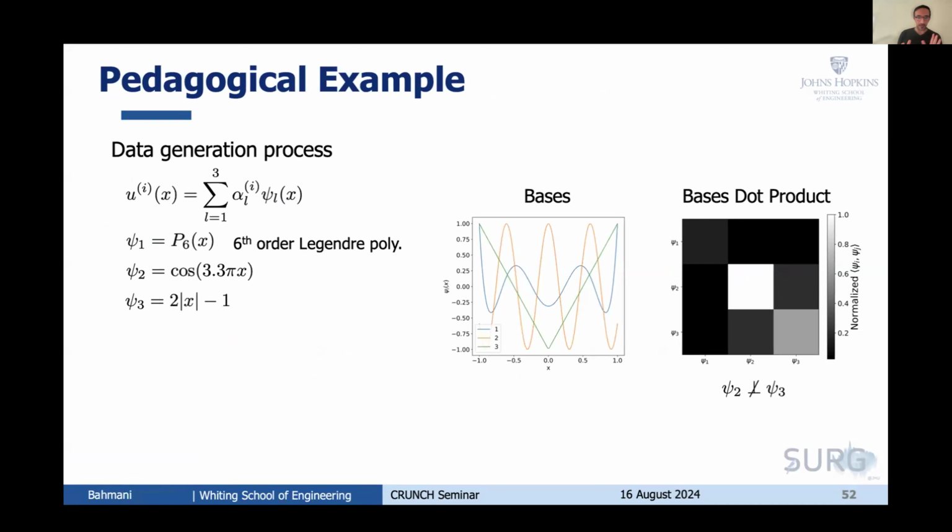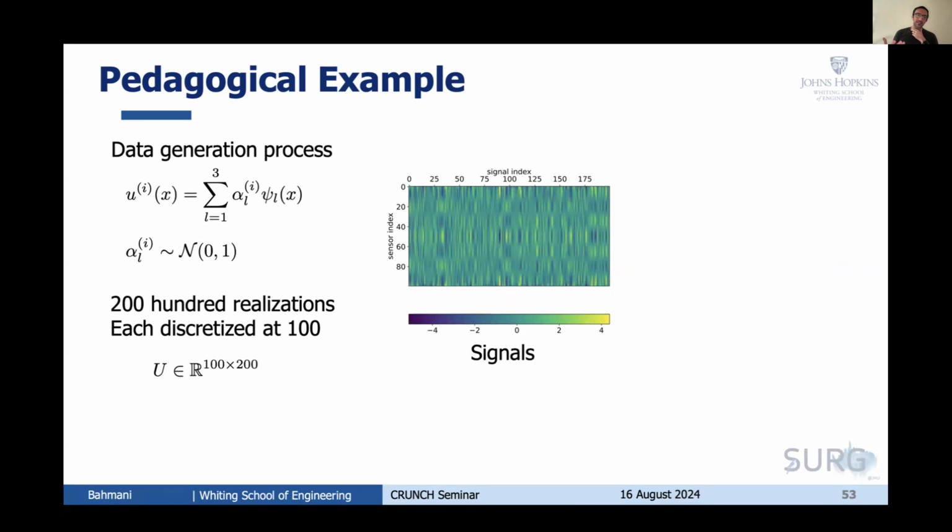Okay, here we have this simple example to showcase some aspects of our work in the sense of dictionary learning. Basically, we have manufactured three basis functions, psi1, psi2, psi3, which are visually depicted here. Psi1 is a sixth order Legendre polynomial, psi2 is the cosine, and psi3 is the ABS, the absolute value function. Intentionally, psi2 and psi3 are not orthogonal, but we use linear combinations of them to generate some signal. And how do we do that? We basically sample randomly from a standard Gaussian to generate some coefficients and just linearly add those things.